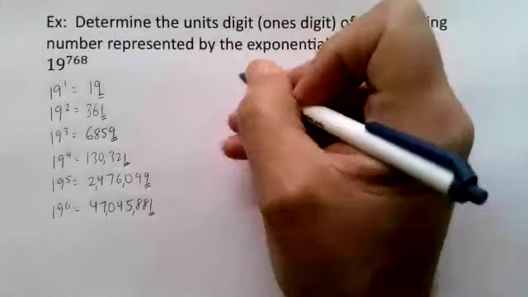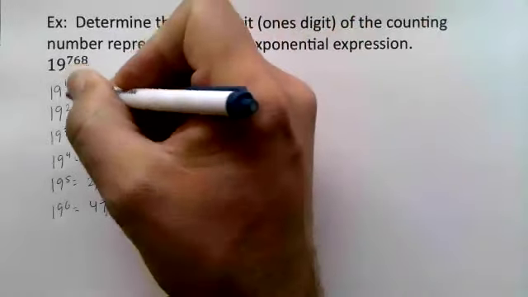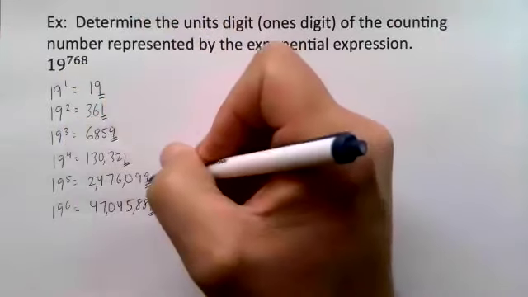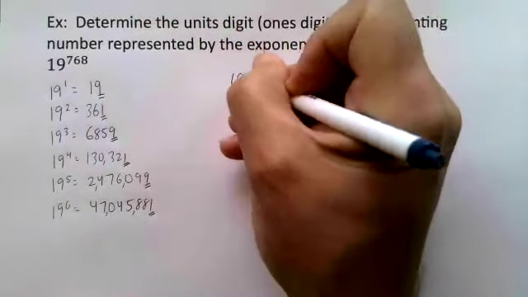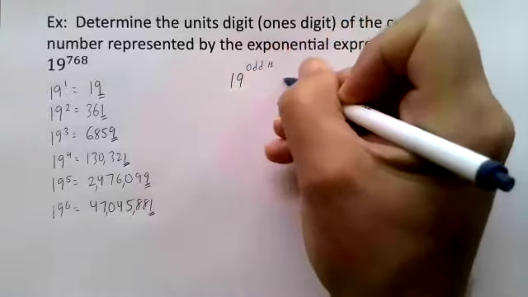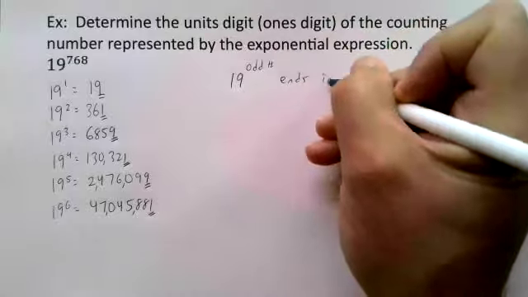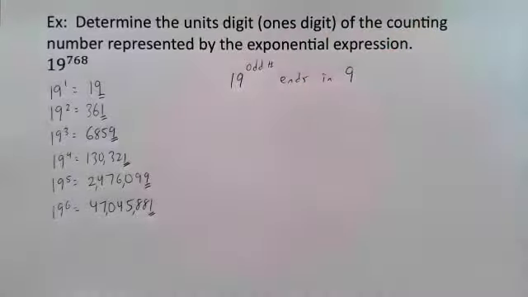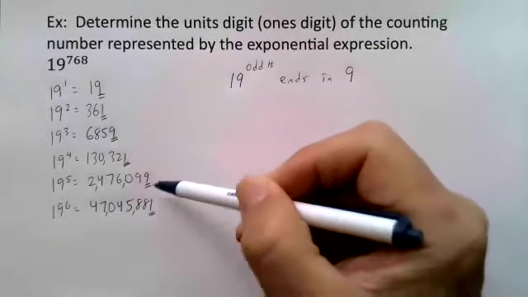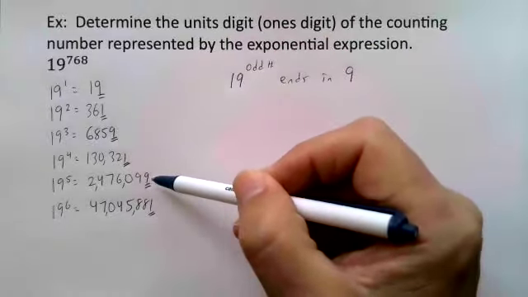And even more than that, notice that all the odd powers have a 9 at the end. Notice that if we raise 19 to an odd number, it seems to always end in a 9. 19 to the first power ends in a 9. 19 to the third power ends in a 9. 19 to the fifth power ends in a 9.